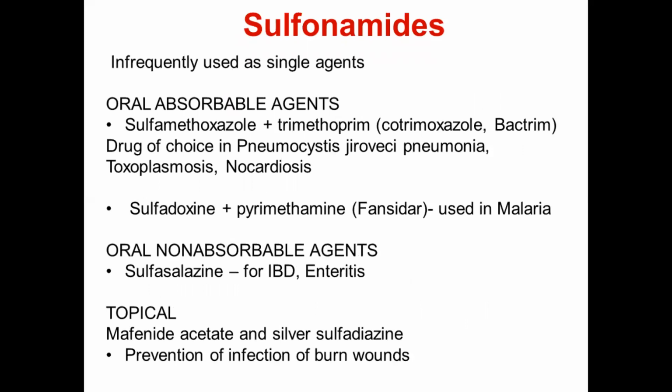So there are drugs, it is usually combined with other agents, no? Such as cotrimoxazole, no, or sulfamethoxazole and trimethoprim, commercially known as Bactrim. It is the drug of choice for Pneumocystis jirovecii pneumonia. Ito yung mga pneumonia found in patients with HIV/AIDS, no?